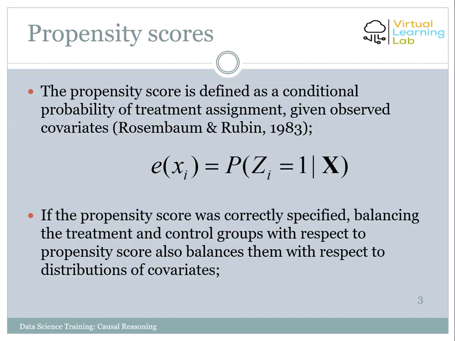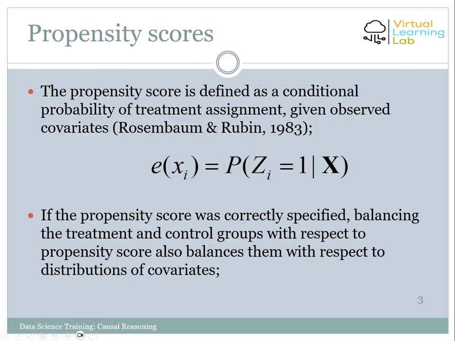The propensity score can be estimated with any method that can predict the probability of treatment assignment. So the propensity score is estimated with both parametric or non-parametric methods, including machine learning. It's very powerful because Rosenbaum and Rubin showed that if you balance the treatment and control groups with respect to propensity scores, you also achieve balance with respect to all covariates that were used to create the propensity score, assuming the propensity score was estimated correctly.